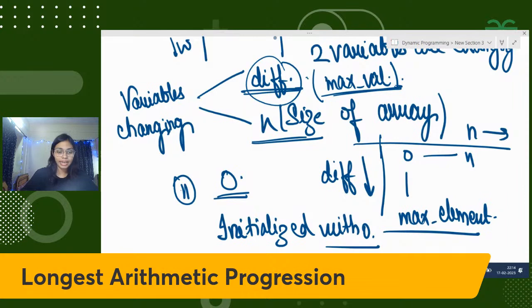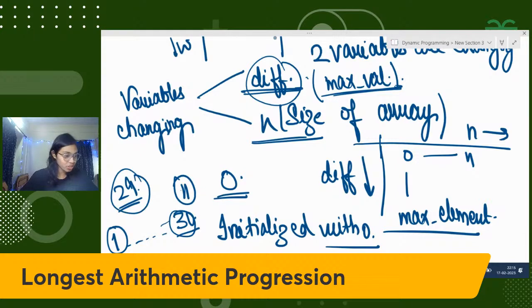Yeah, see, if the array is given to you, what is the max difference that you can have? If this is 1 and the maximum element that is given to you is 30, then the max difference that you are going to have is 29. Let us say if 1 and 30 are the only pair that is making an AP, in the worst case, the maximum difference that we are going to have is 29. So that's why we are going to take the maximum value of the element. Okay, maximum value of the array, sorry.